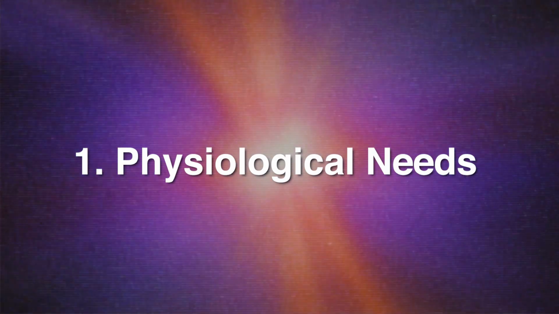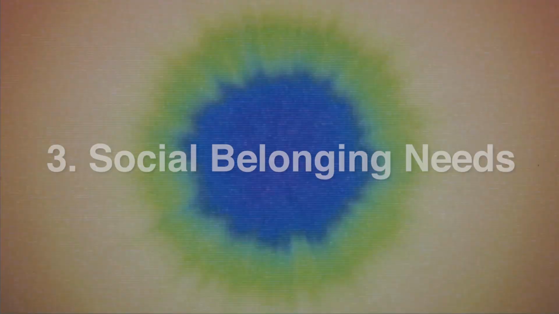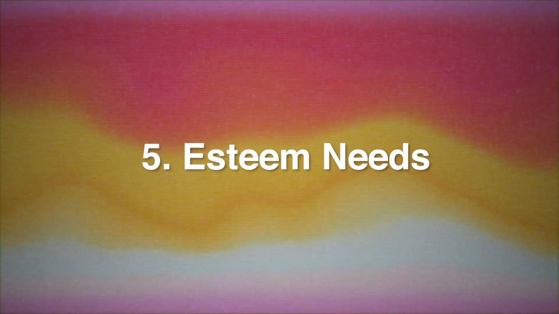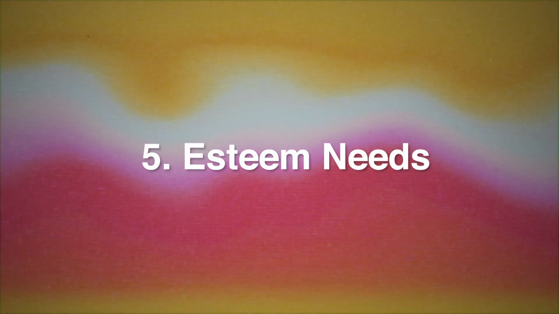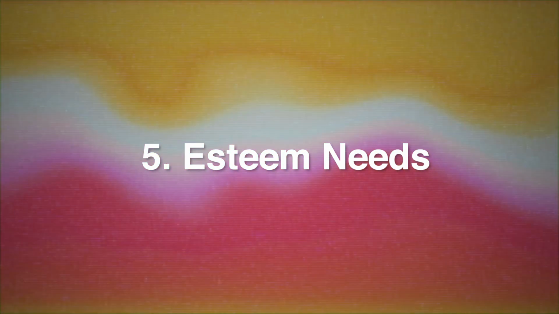These are the most basic needs that are vital to survival, such as the need for water, air, food, and sleep. Safety needs. These needs include security and safety. Social belonging needs. After physiological and safety needs are fulfilled, the third layer of human needs is interpersonal and involves feelings of belongingness. Esteem needs. Esteem needs are the fourth layer and involve the need for respect, self-esteem, and personal growth.